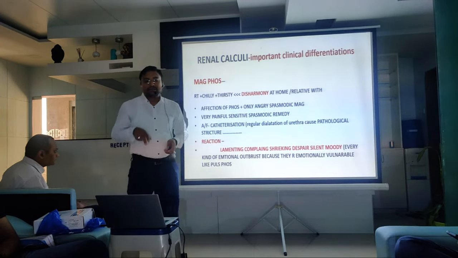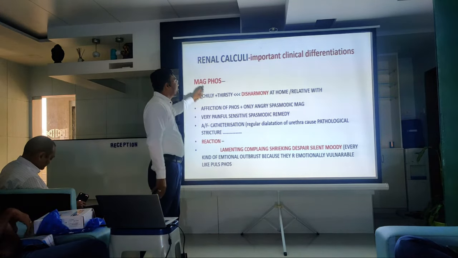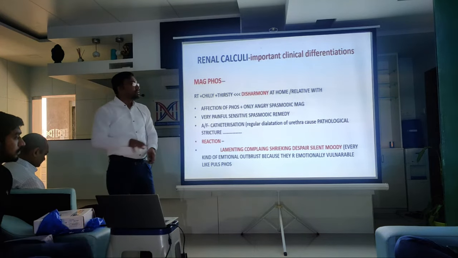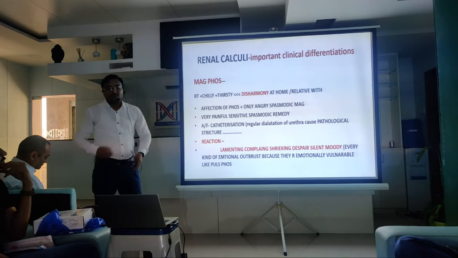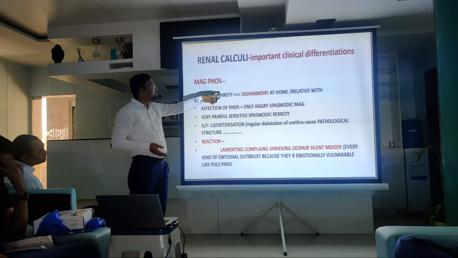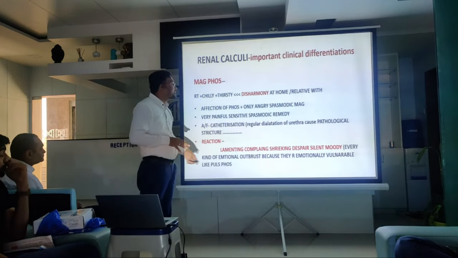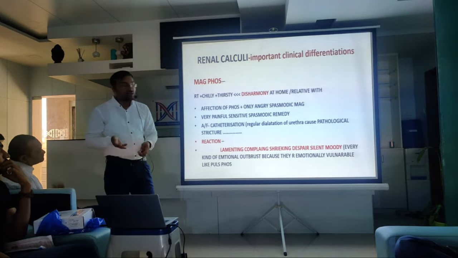The people dilate the things and it becomes more pathological because the process of the effect is not solved, right? The cause is not gone. We have to immune the person to disharmony from Mag Phos. Once he is immune to the disharmony, this structure will go. This is how we treat holistically, right?